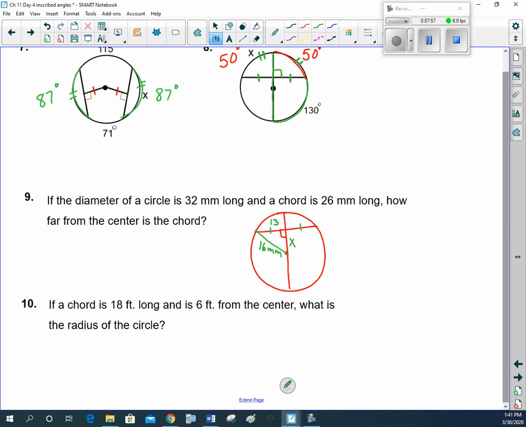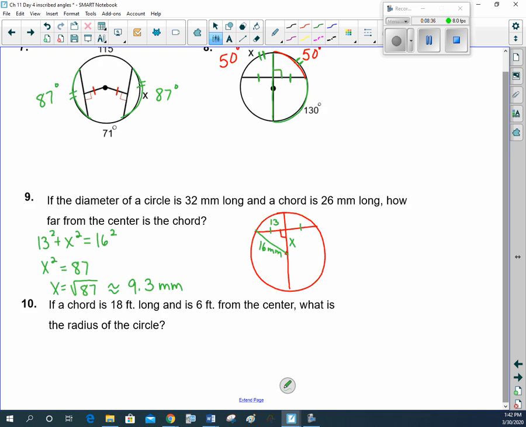Okay, I'm going to do the Pythagorean theorem. So 13 squared plus x squared equals the hypotenuse squared. So if I go ahead and do my algebra on that, I get 16 squared minus 13 squared, which is 87. So that means x is the square root of 87. So how far away is it? As a decimal, the square root of 87 is about 9.3 millimeters.